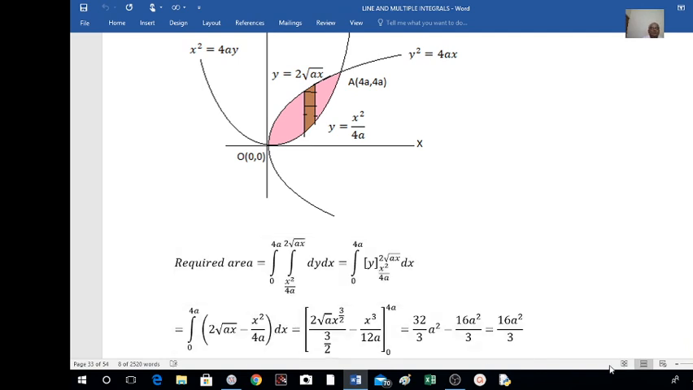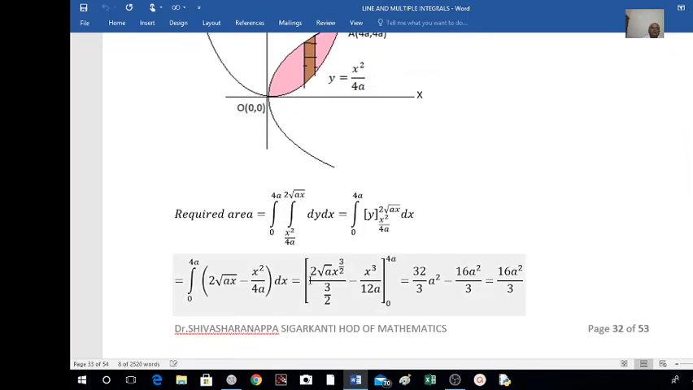This is equal to, now again I have to integrate this with respect to x. So here 2 is a constant as it is, root a is a constant as it is, root of x integration means x to the power of 1 by 2. X to the power of 1 by 2 integration, x to the power of 1 by 2 plus 1, that is x to the power of 3 by 2 divided by 3 by 2, minus x square integration is x cube by 3. Already 4a is there. By 3 means this becomes 4a into 3 is 12a.